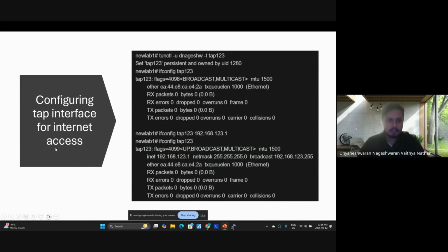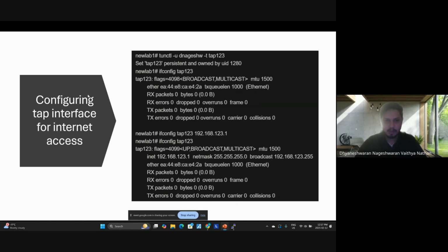And we configured a tap interface for internet access. So the tap interface creates a bridge between the VM and the physical host. The physical host is the New Lab one. So it creates a bridge between the VM and the physical host, and the physical host has access to the internet. So that's how our VM has access to the internet too.